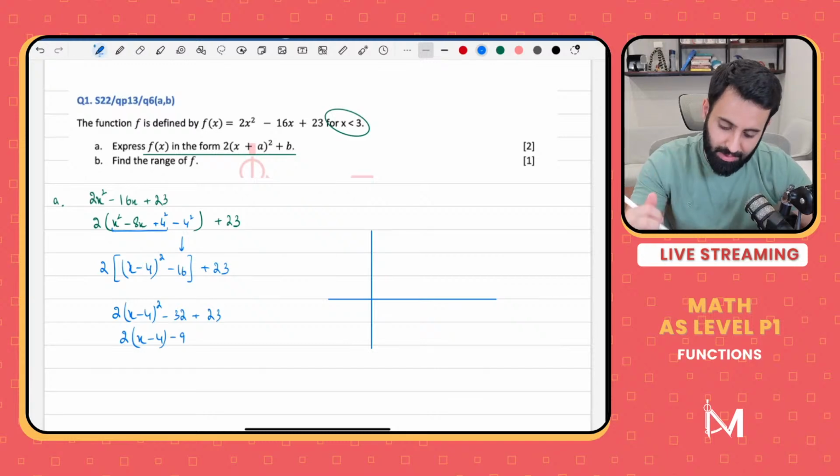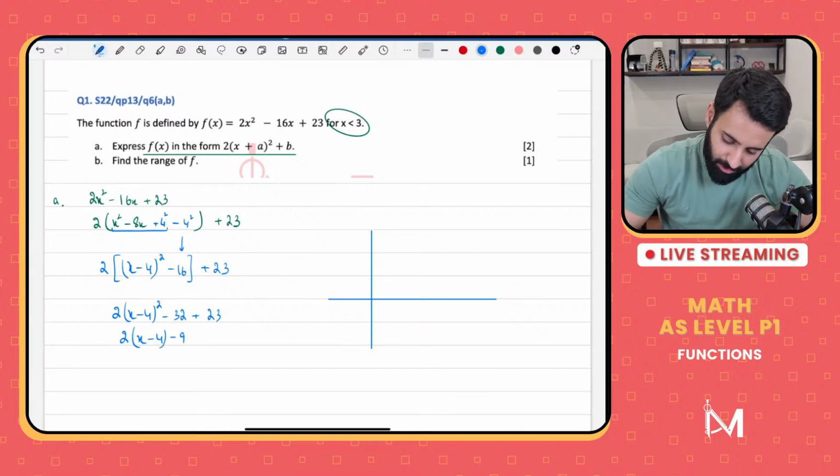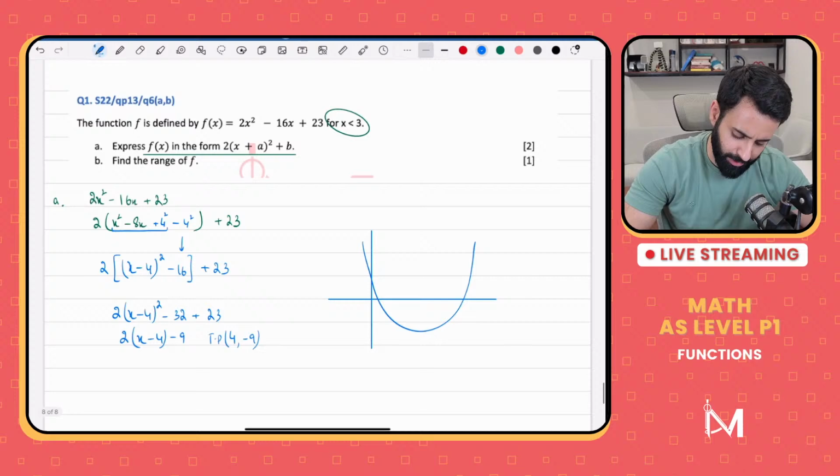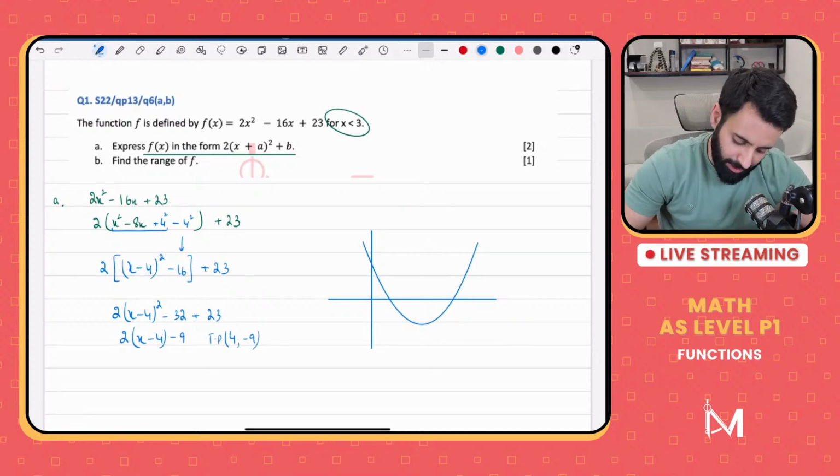Why? Because this is a many-to-one function. And you don't have to be very precise when making a rough sketch. Just get the turning point right and you're good to go. So these are the coordinates of the turning point. This is what we're looking at, 4, minus 9. That means here's 4 and here is minus 9.